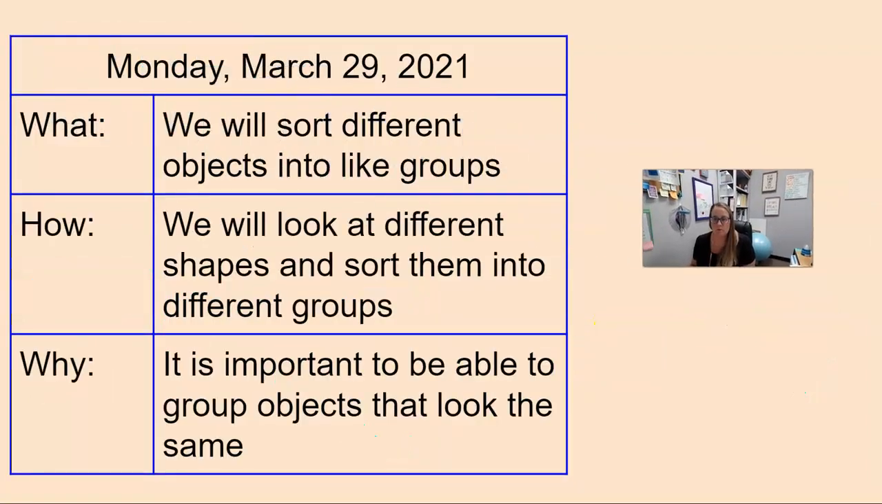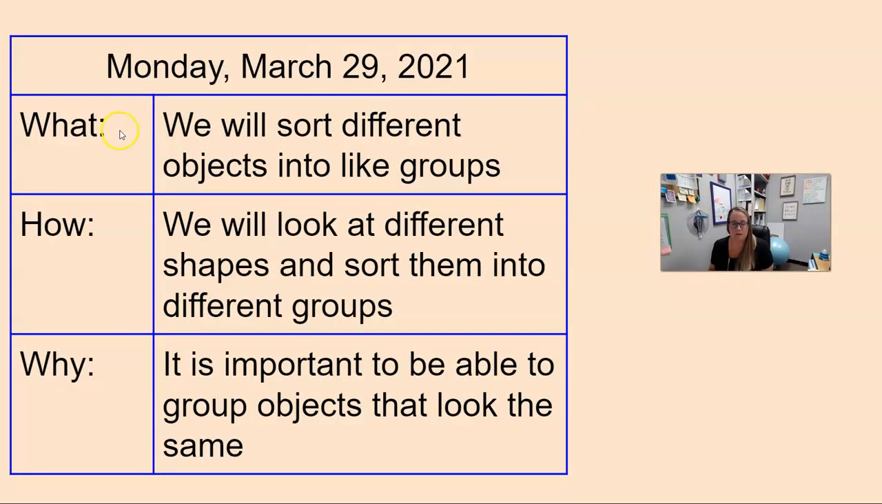So let's review what we talked about today. Today, we talked about sorting different objects into different groups. We looked at different shapes and sorted them into different groups. What are the 2 ways we sorted them? By color and by the kind of lines they had. And we did this because it's important to be able to look at objects that look the same.